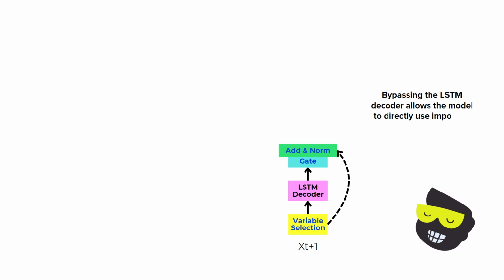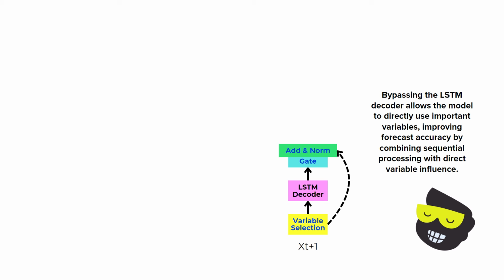Moreover, the LSTM decoder is excellent at handling sequential data and capturing temporal dependencies, but sometimes the direct influence of certain variables is more beneficial if they are not processed sequentially. By bypassing the LSTM decoder, the model can preserve the integrity of these crucial features and ensure that they have a direct impact on the final prediction. This improves the model's ability to make accurate forecasts by combining the strength of both sequential processing through the LSTM and direct influence through bypassing variables.